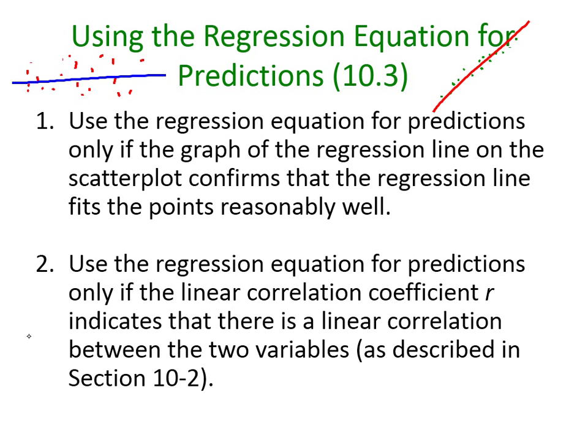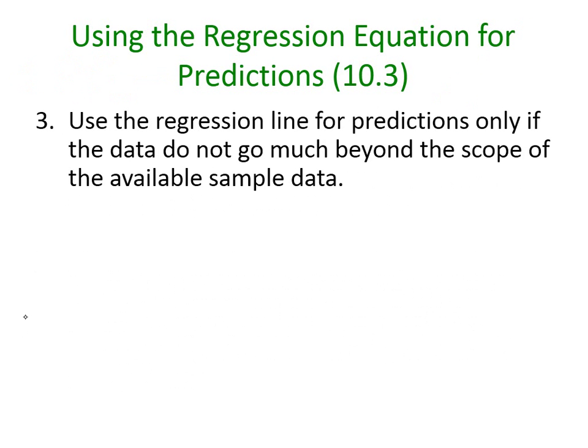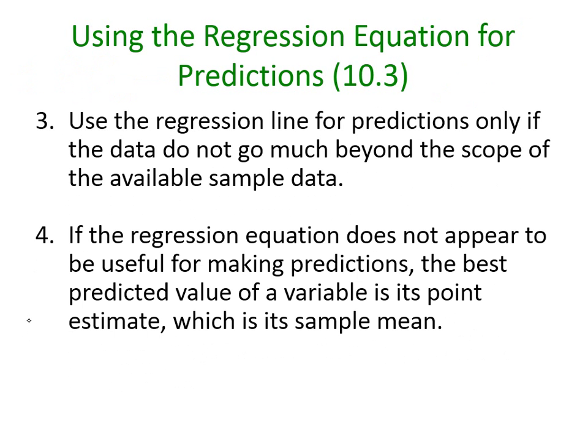Use a regression equation for predictions only if the linear correlation coefficient R indicates that there is a linear correlation. If the regression equation does not appear to be useful for making predictions, the best predicted value of a variable is its point estimate, which in this case would be its sample mean. So when we're trying to make a prediction, if the equation stinks, the best estimate that we can do is our best point estimate, which in this case would be our sample mean.